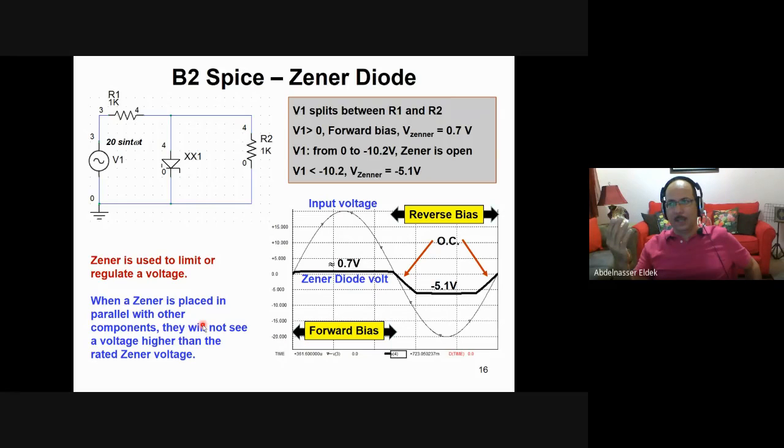If you have two Zener diodes, one like this and another one here, then in this case, one of them, for example, will be short and one will be regulator, for example. So in this case, it will be always short and so on.